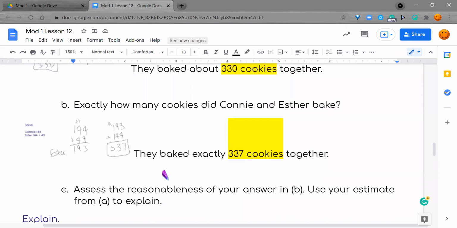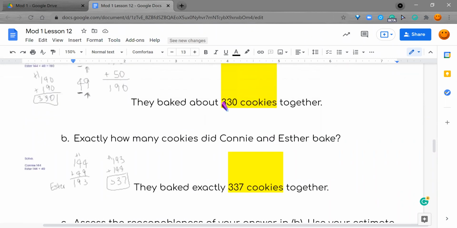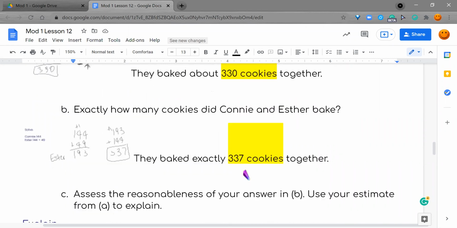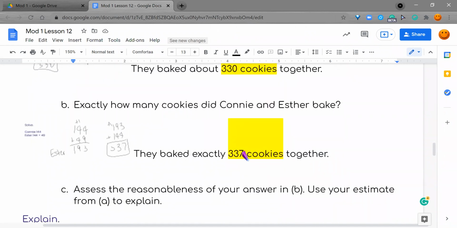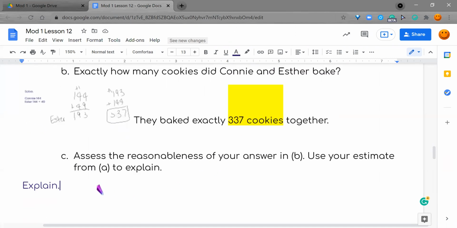So was this a reasonable answer? Now, if you look at this, it's only 7 cookies difference. So I've always believed that to make sure it's a reasonable answer, it has to be plus or minus 10. I could be over by 10, I could be under by 10, but it's still reasonable. So right here, I'm asking you to explain.